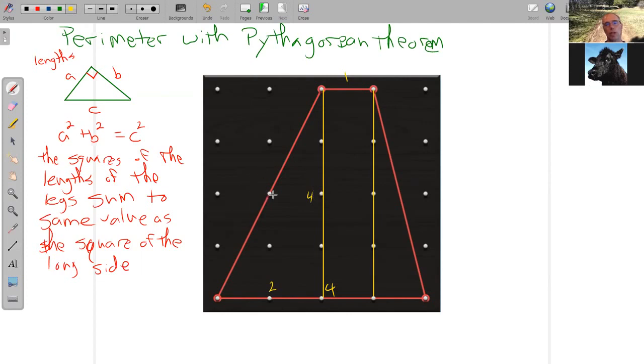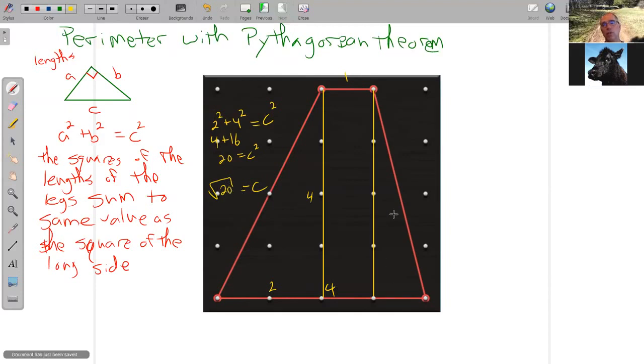And so according to the Pythagorean theorem, to find that length, I would take my legs and square them. So 2 squared plus 4 squared has to equal this long side, I'm going to call C, has to equal C squared. So that's going to be 4 plus 16, which is 20. So C squared is 20, so C has to be the square root of 20. Okay? And since 20 is not a perfect square, the only way to do that is to whip out a calculator.